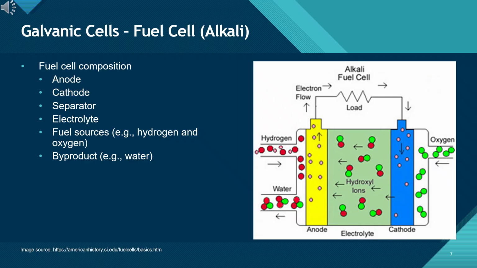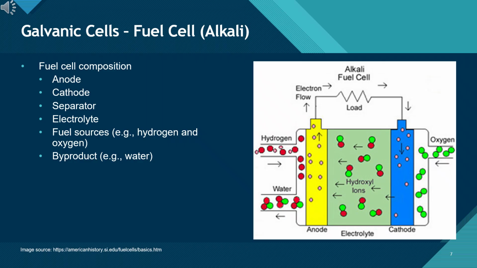Galvanic cells, alkali fuel cell. Here's another example of a galvanic cell. The fuel cell, specifically an alkaline fuel cell. Instead of storing the chemical reactants inside the cell, a fuel cell continuously receives fuel, such as hydrogen, from an external source. In the process, chemical energy from the fuel is directly converted to electricity.